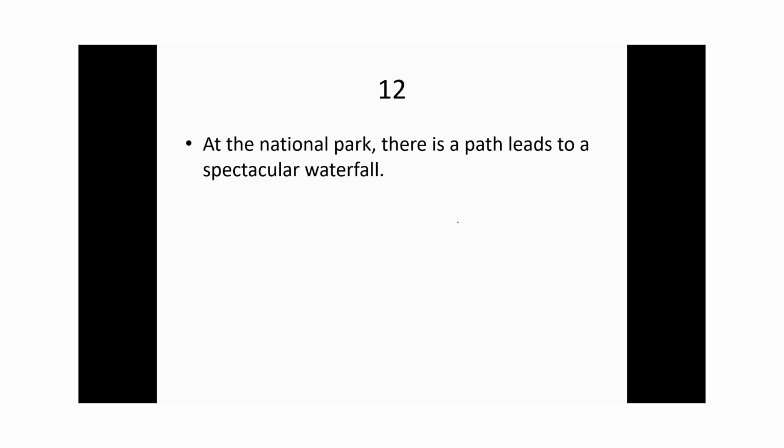Okay, at the national park, there's a path leads to a spectacular waterfall. At the national park, you see here I have there, and then a verb is, but then I have this other verb. So I need to put this other verb and make it part of an adjective clause. The way I would do that is by adding which. There we go. At the national park, there's a path which leads to a spectacular waterfall.